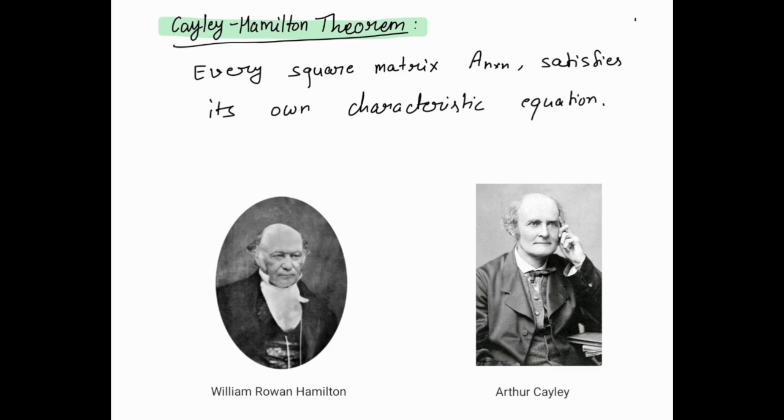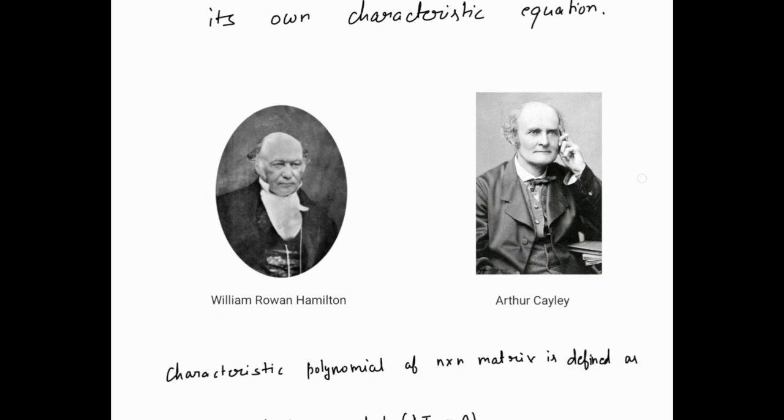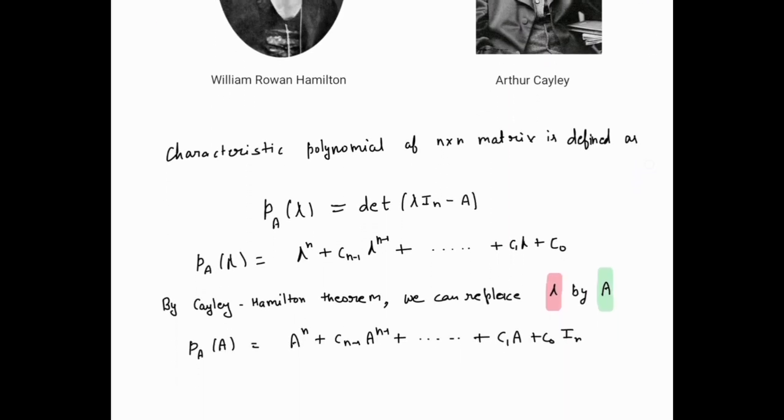We are very well acquainted with the characteristic equation of a square matrix, which we get from the determinant of A minus lambda I. This theorem says that every square matrix A satisfies its characteristic equation. That means if we put matrix A in place of lambda, the equation is also satisfied. So let's see what I am saying.